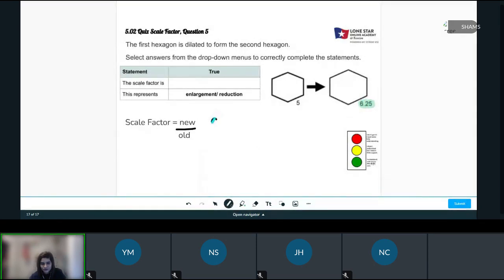So 6.25 and the corresponding side in the original shape is 5. So we can say over 5. We can simply divide and figure out the scale factor, right? So top in, bottom out. 6.25 divided by 5. Make sure to give the complete answer in this case.